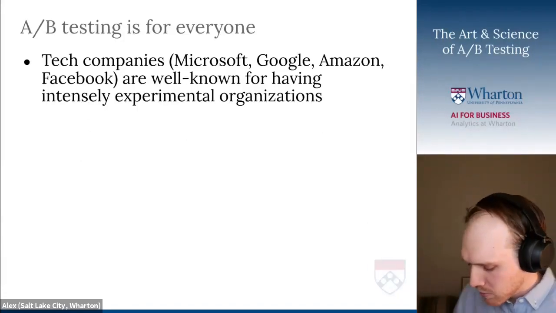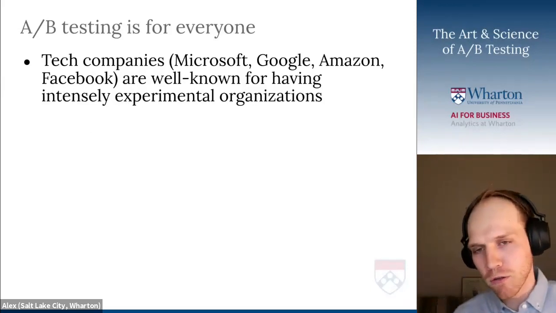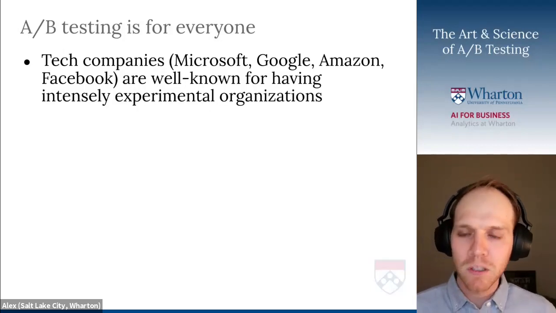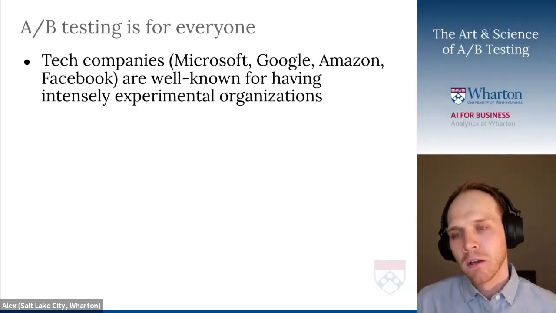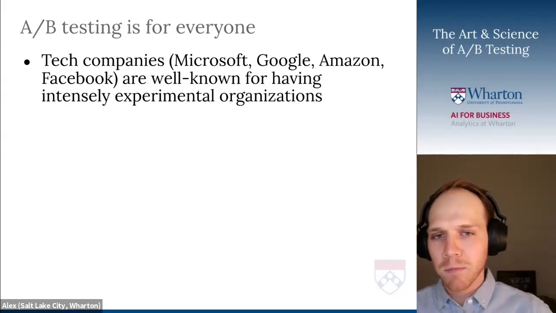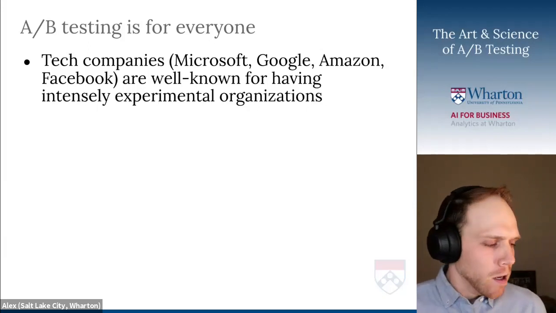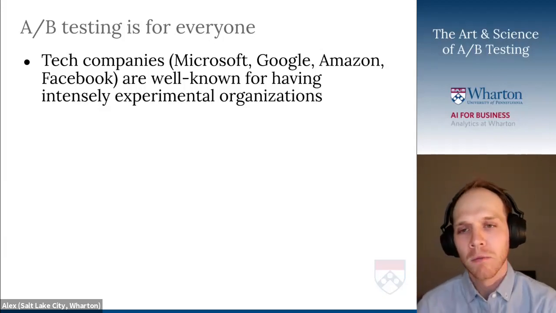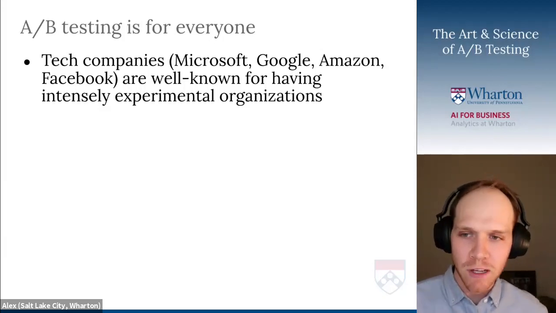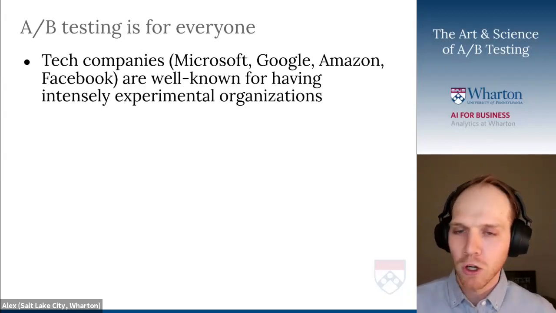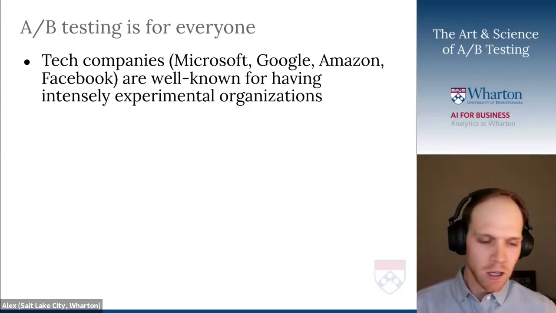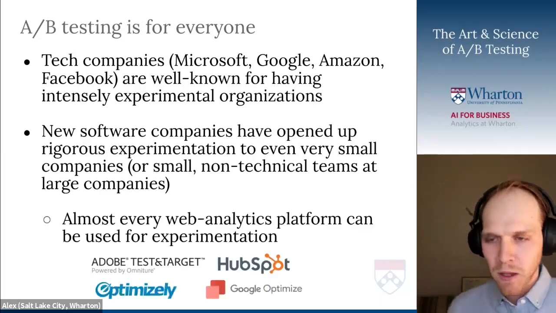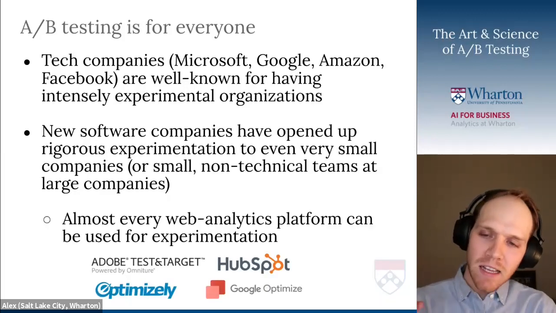Now, you might think that A/B testing is only for super sophisticated organizations with very fancy analytical and technical tools, and this has historically been the case, right? So 20 years ago, big tech companies like Microsoft, Google, Amazon, Facebook had the technical know-how and engineering tools to actually run experiments at scale and measure them with precision. And so they've over time developed an intensely experimental culture in their organizations. These companies are well known for running thousands of experiments a year and using those experiments to drive business decisions. But the fact of the matter is that nowadays, A/B testing really is for everybody.